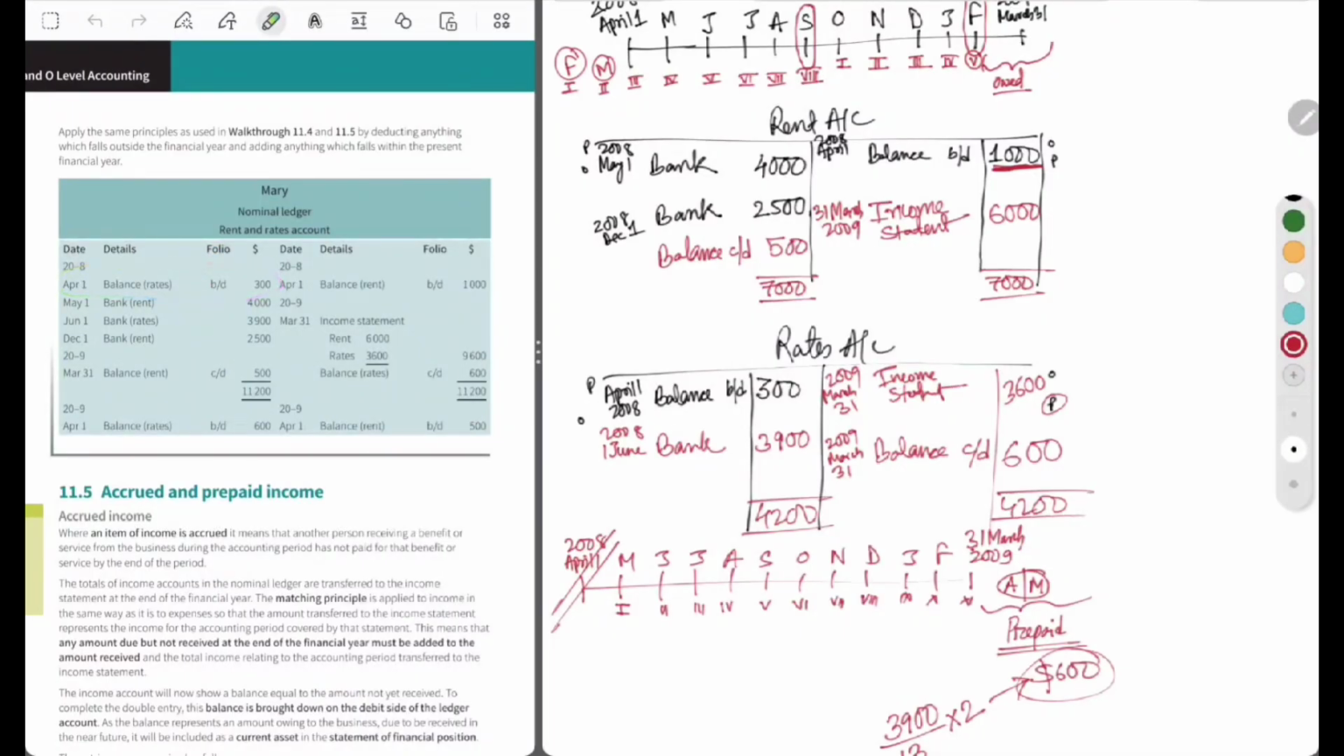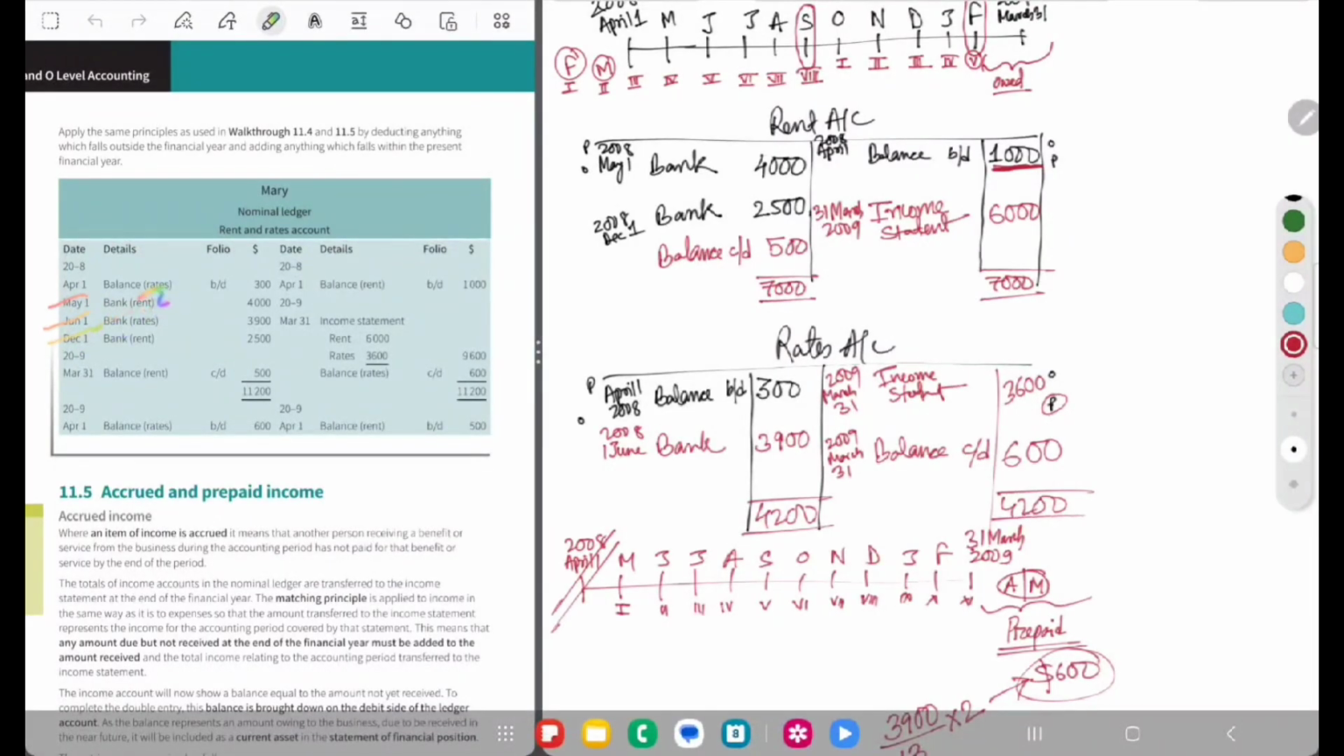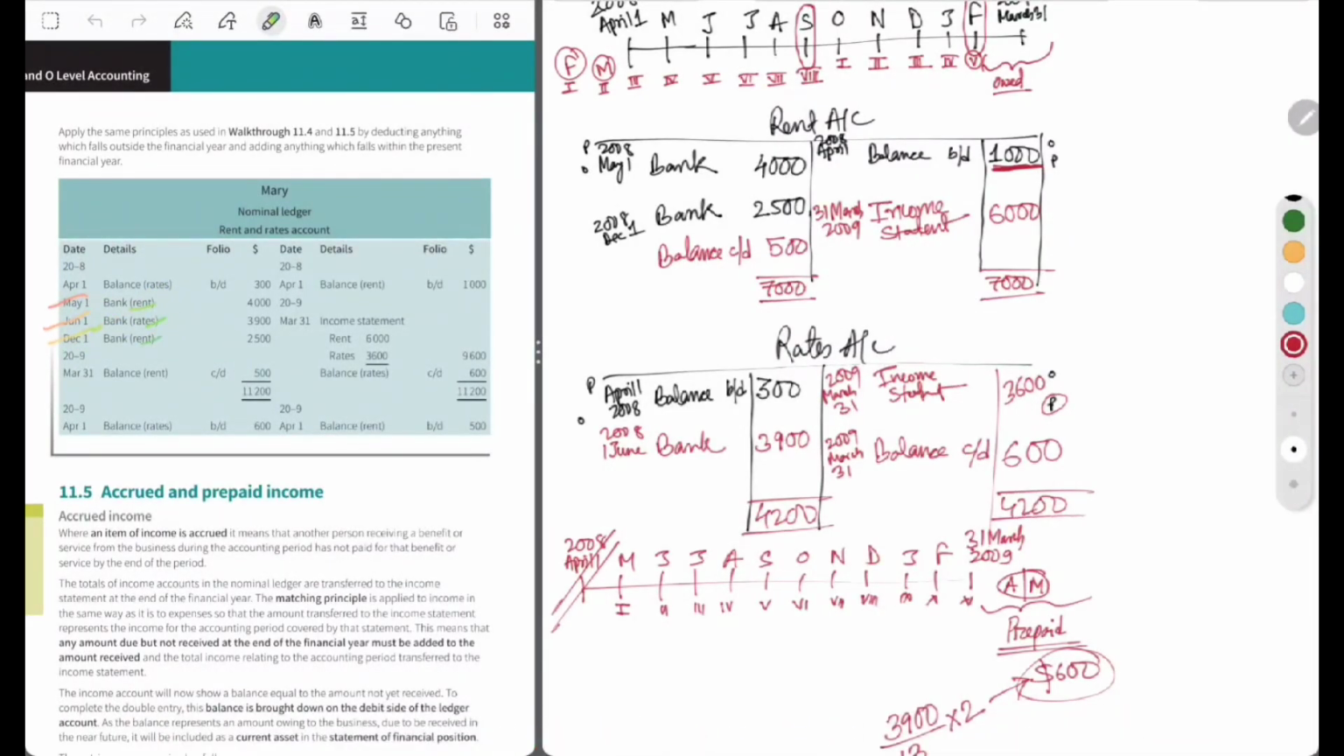We have it where in the rates account, balance brought down $300. Okay, thereafter we have balance brought down on the credit side. This is our rent, so rent we have here, credit side balance brought down $1000. Clear? Next you see payments have been made May 1, June 1, December 1. So this is for rent, rates and rent. So see, May 1, June 1 and this is December 1. 3 individual payments but for 2 different accounts, right?